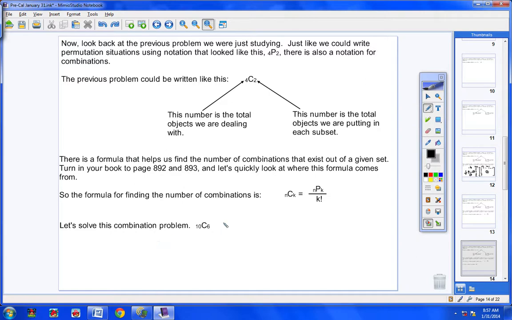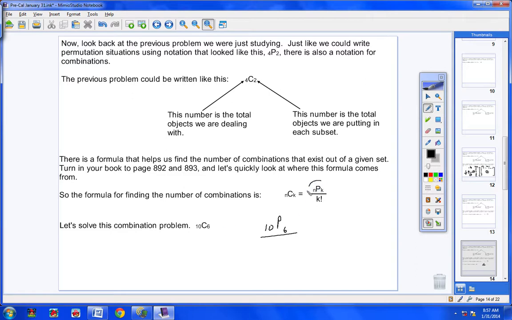So let's solve this combination problem here. What if I had 10 objects and I want to know how many combinations of 6 objects I could get out of these 10 objects. Okay, using my formula here, I first of all pretend it's permutation. So I'm going to put 10P6 over, now where's k?